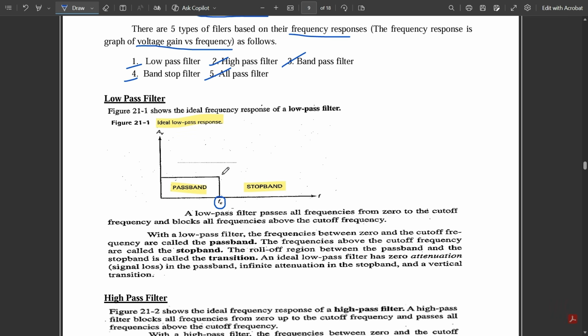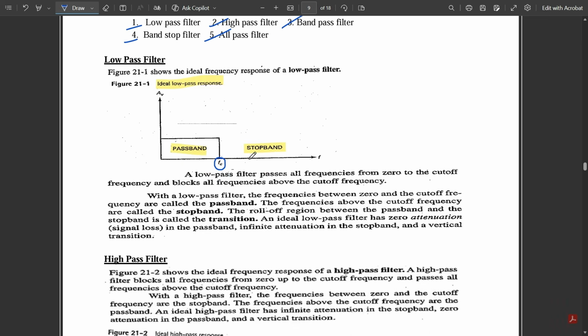Okay, so that's why, with respect to pass band and stop band, the low pass filters are represented. Now what do you mean by low pass filter? So let us see the definition here. A low pass filter passes all the frequencies from 0 to the cutoff frequency and blocks all frequencies above the cutoff frequency. Okay, so that's why we are having pass band and stop band.